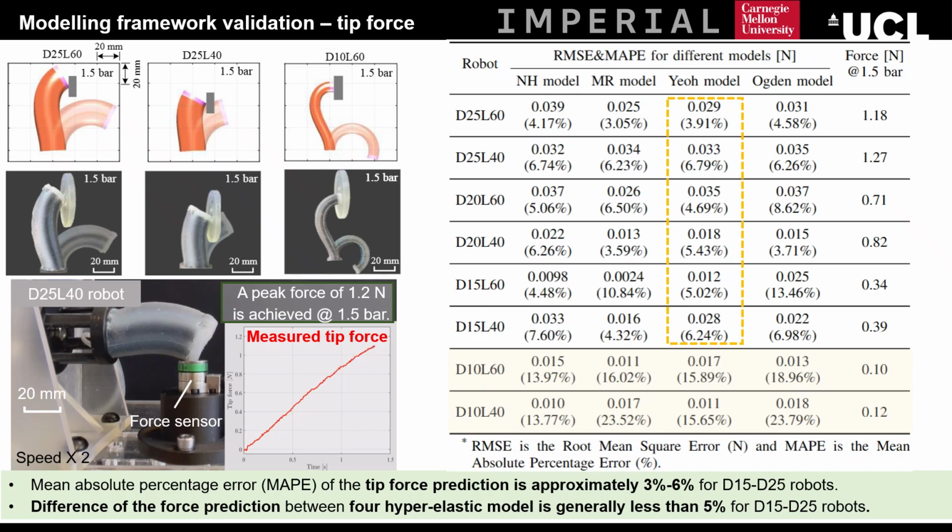size. Please note that for 10 mm robots, the error increases as the resolution of the force sensor is about 10 mN, which is about 10% of the maximum achievable tip force. In summary, across different material models, force predictions remain consistent and stable. This demonstrates that the model is not only useful for kinematics, but also for manipulation tasks where force output matters.